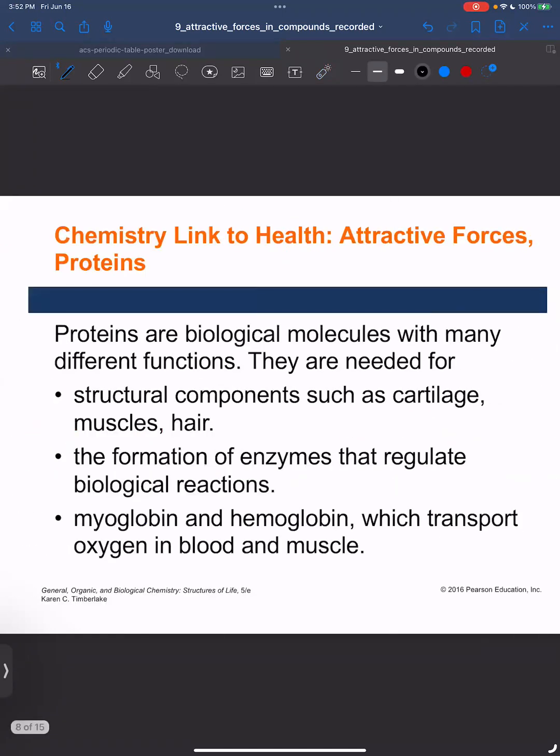All right, so coming back to the example we saw on the first slide. Proteins are biological molecules with many different functions. They are needed for structural components such as cartilage, muscles, and hair, and for the formation of enzymes that regulate biological reactions. Myoglobin and hemoglobin are proteins which transport oxygen in blood and muscle.